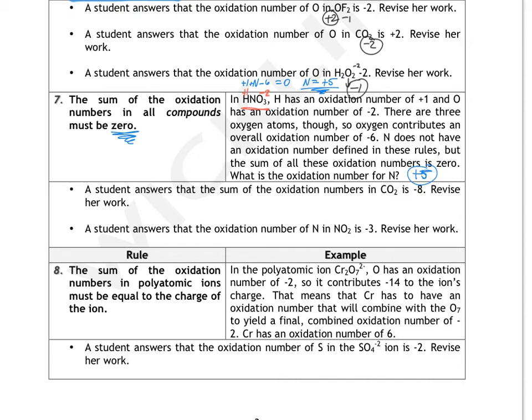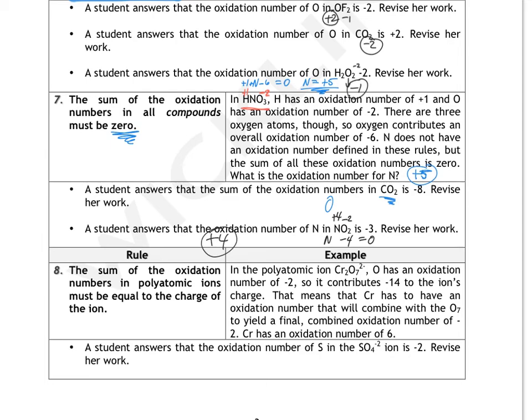Let's do another example. A student answers that the sum of the oxidation numbers in CO2 is -8. Obviously, CO2 is a compound, and all compounds have to have an oxidation sum of 0. Secondly, a student answers that the oxidation number of nitrogen in NO2 is -3. While some nitrogens would have an oxidation number of -3, it's not every nitrogen, so let's do an example. So oxygen is definitely -2. -2 times 2 is -4. And the nitrogen, when added to the -4, is going to have to equal 0. So in this case, the nitrogen has to be +4. So +4 is my answer.